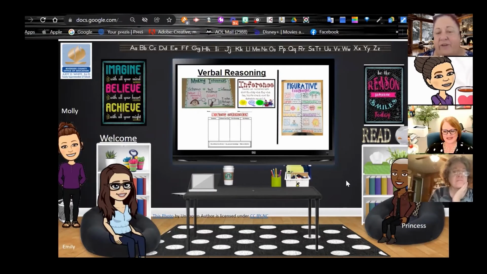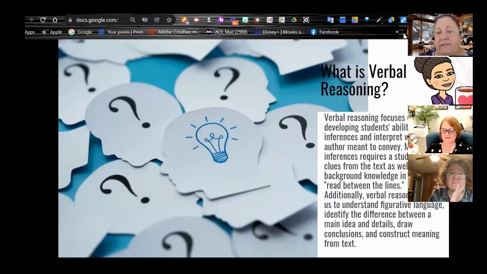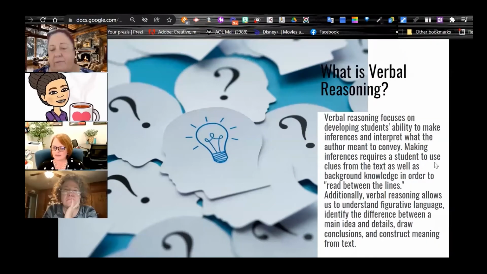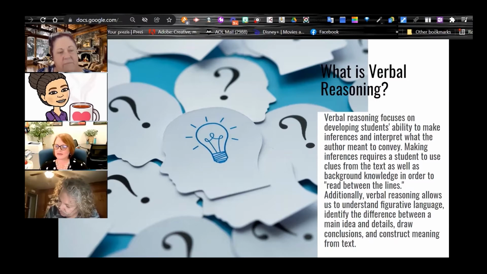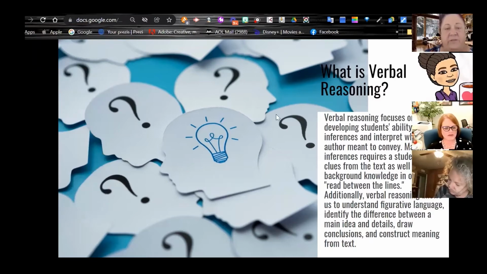We're going to dive into verbal reasoning. So what is it? Here's one definition of verbal reasoning, but it's really about inferencing and background knowledge. It's about being able to problem solve, read between the lines, and figure out things in the text that are not obvious. And this is a really hard skill. It has to be very, very intentionally taught and developed with our students.